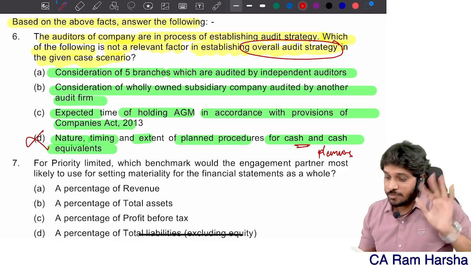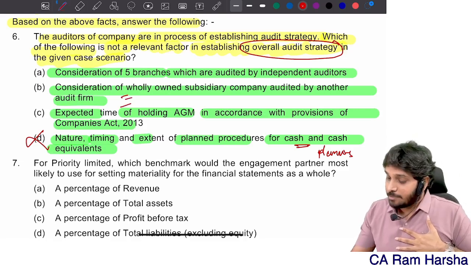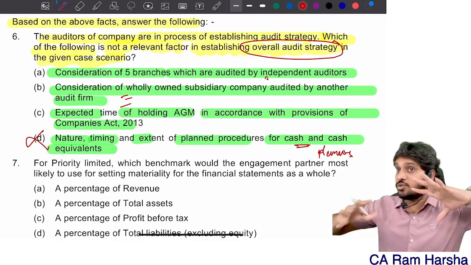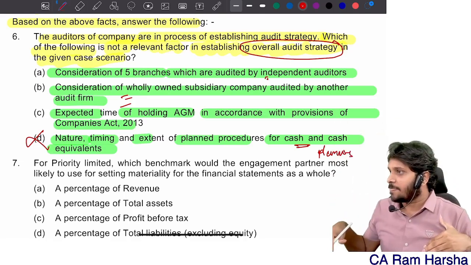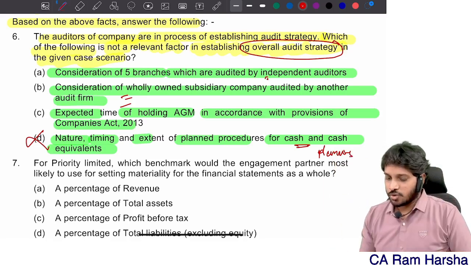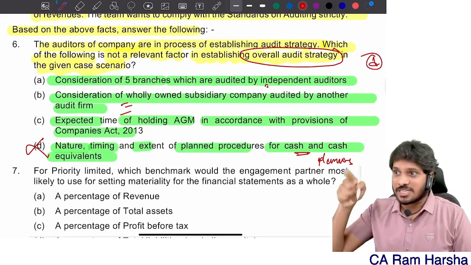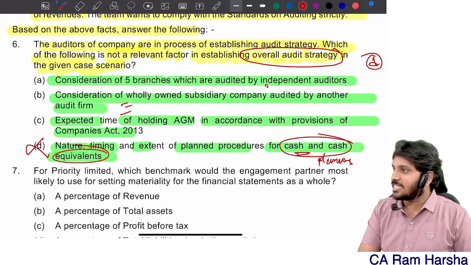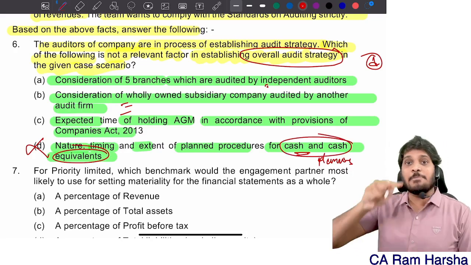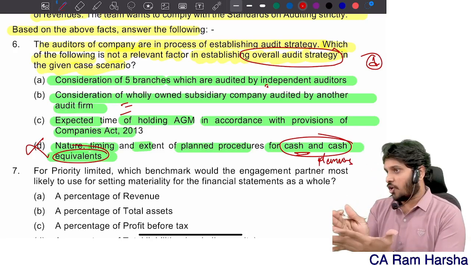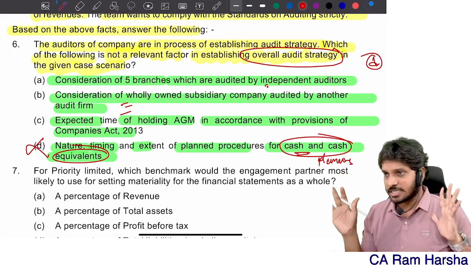Are you getting it? So who is auditing the subsidiary company, who is auditing the branches, these are all relevant for me, so that I can strategize my audit. Then I will develop the plan based on my understanding. You're getting it? So D I will not consider in strategy formulation, because it is dealing with one petty area called cash and cash equivalents, which I generally address in planning the audit. There are 3 terms: strategy, planning, and performance. Once you see the chapter, you will understand.